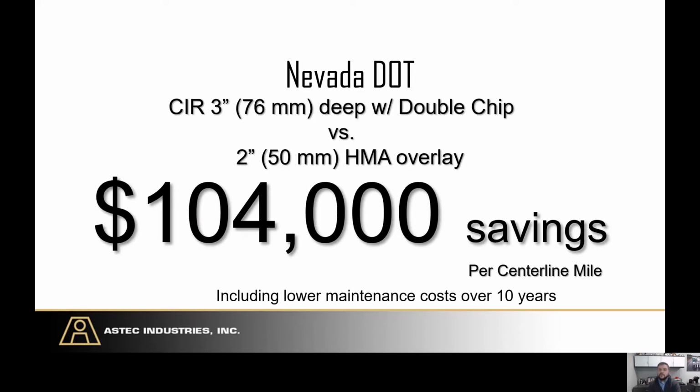Nevada DOT. So this is comparing, the other one was comparing based on cost per service life. For Nevada, they consider 3-inch CIR with a double chip and a 2-inch HMA overlay as having the same 10-year service life. And they find that they have achieved $104,000 of savings per centerline mile looking at those two processes. So that savings, 10-year service life, plus lower maintenance costs.